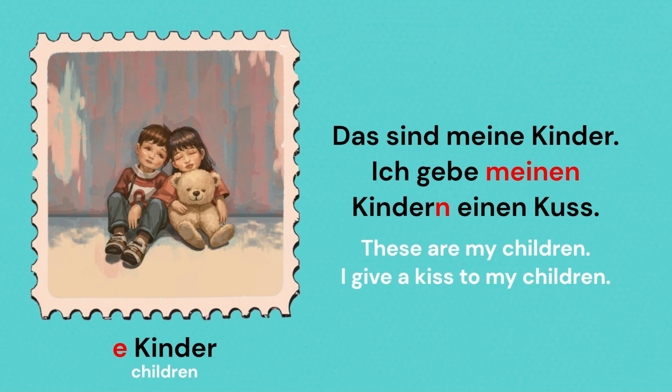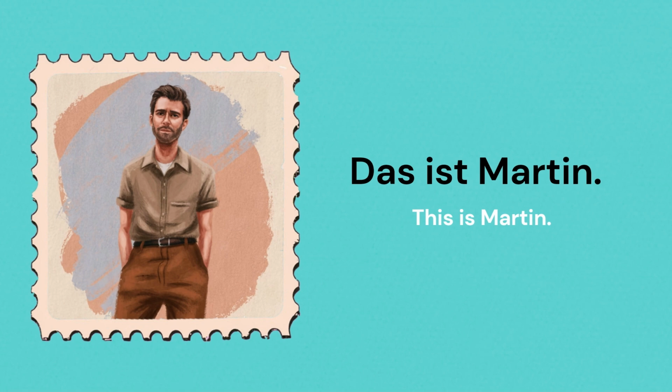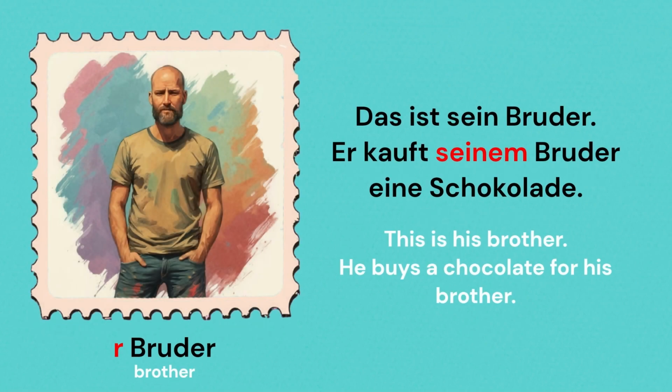Let's do a few more examples to understand them. Das ist Martin. Das ist sein Bruder. Kauft seinem Bruder eine Schokolade. Since Martin is masculine, we use the possessive pronoun sein, and this sein changes to seinem in dative because the article for Bruder is der.